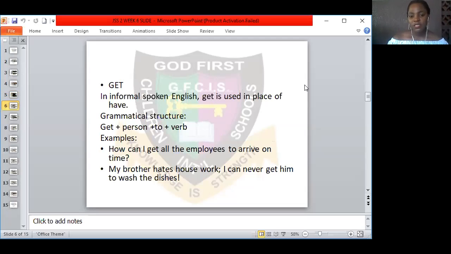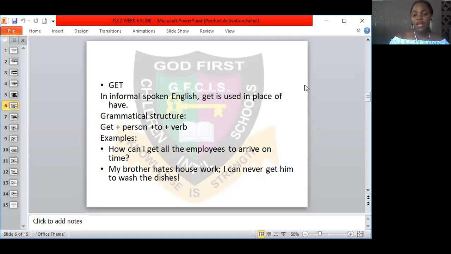So, what is the grammatical structure? The grammatical structure is get plus person plus to plus verb. Now, the sentences must follow this structure to make complete sense. If a sentence does not follow this structure, that sentence will not make complete sense.